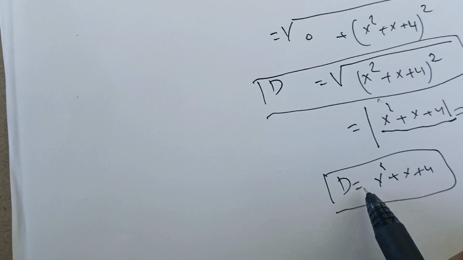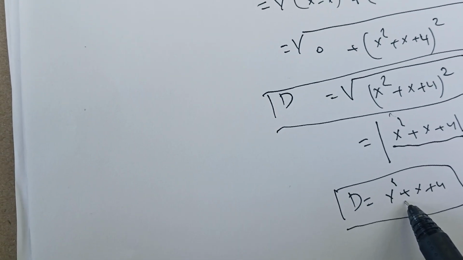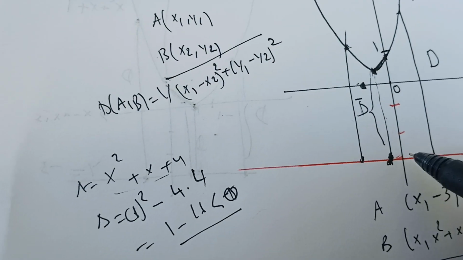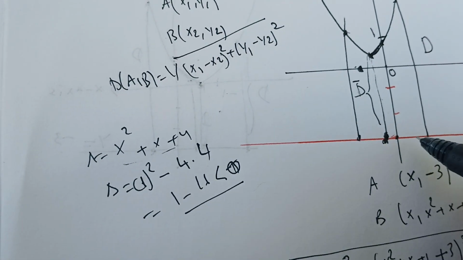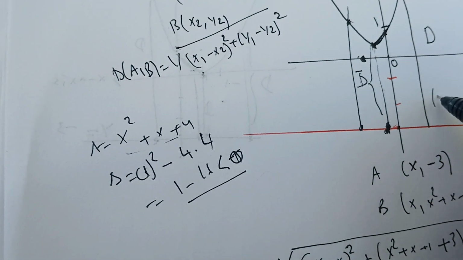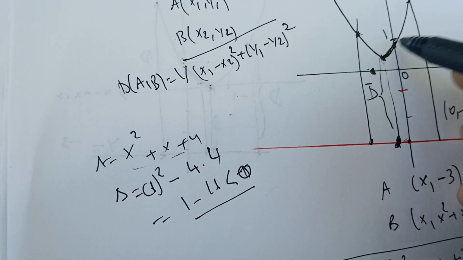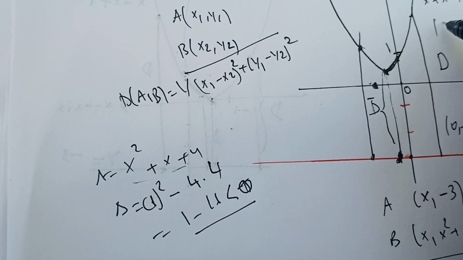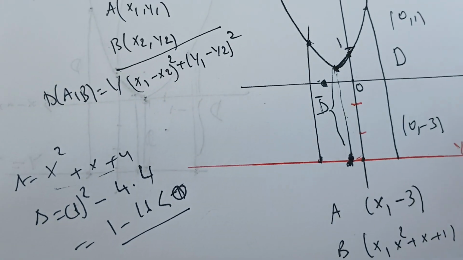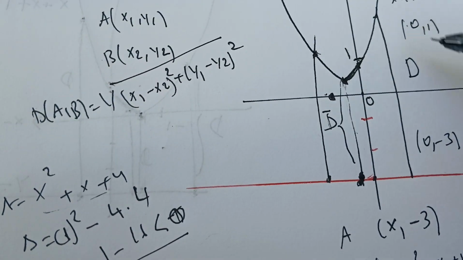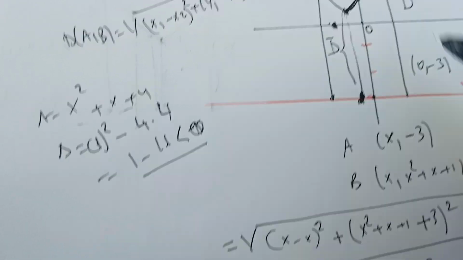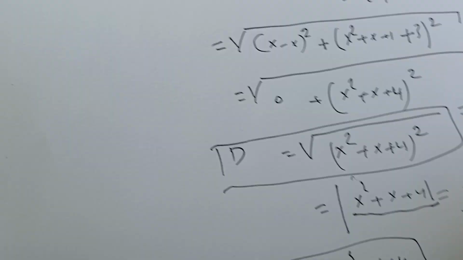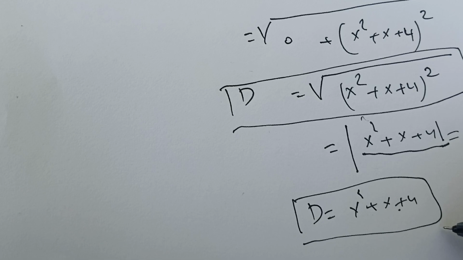Note here, when x is 0, the distance is 4. And we can check it here. When x is 0, our person here is at the point (0, -3), and this one is at the point (0, 1). Clearly, the distance between (0, 1) and (0, -3) is 4, and this agrees with the expression that we got for the distance.